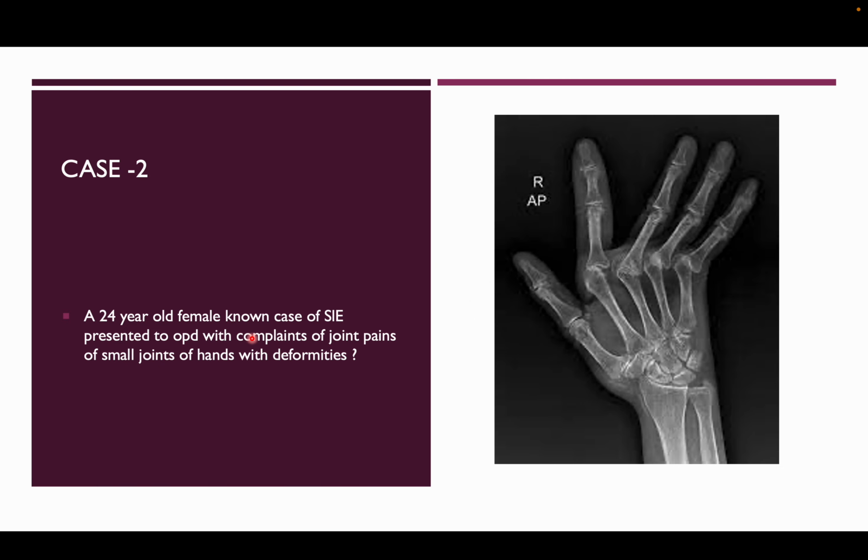Case 2. A 24-year-old female, known case of SLE, presented to OPD with complaints of joint pains of small joints of the hands with deformities. So if you can see in this X-ray, there is significant deformity.